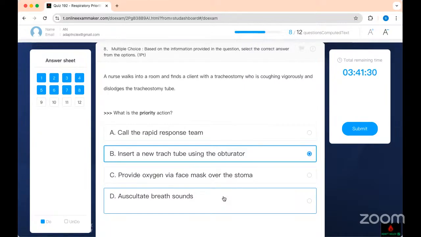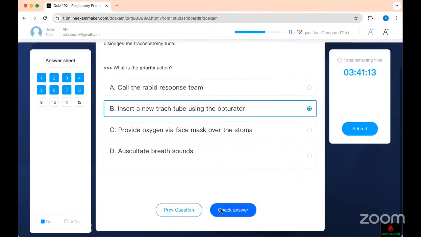Listen for breath sounds? You know the tube came out. The patient needs oxygen. Listening is not going to help you. So this is the trap. Assessment, assessment, assessment. It's not always right. In this situation, fix the problem. Give the patient oxygen. So insert it back.